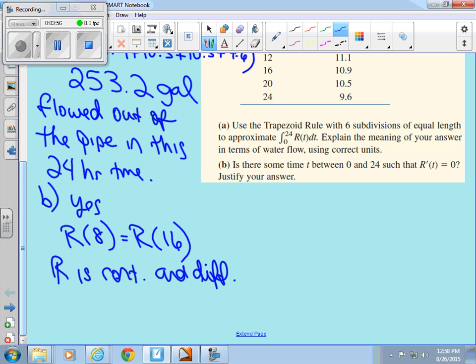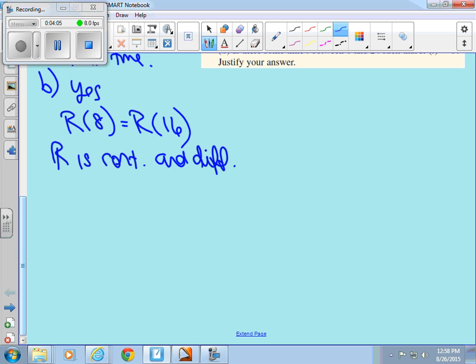You do have to say you know that it is continuous and differentiable. I am using Rolle's theorem. However, mean value theorem would work great. Side note, for mean value theorem, you would say R of 16 minus R of 8 over 16 minus 8 is 0. That would be the difference if you use mean value versus Rolle's. Rolle's only works if it's 0. Mean value works on a broader scale. So if you didn't know Rolle's, that's okay. Use mean value.